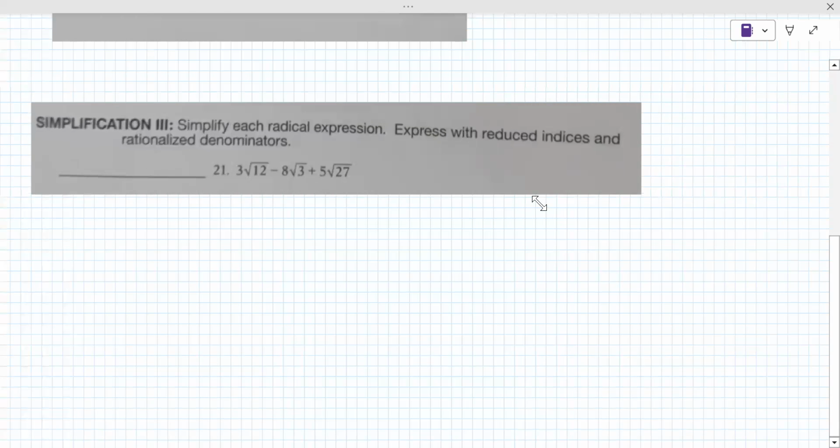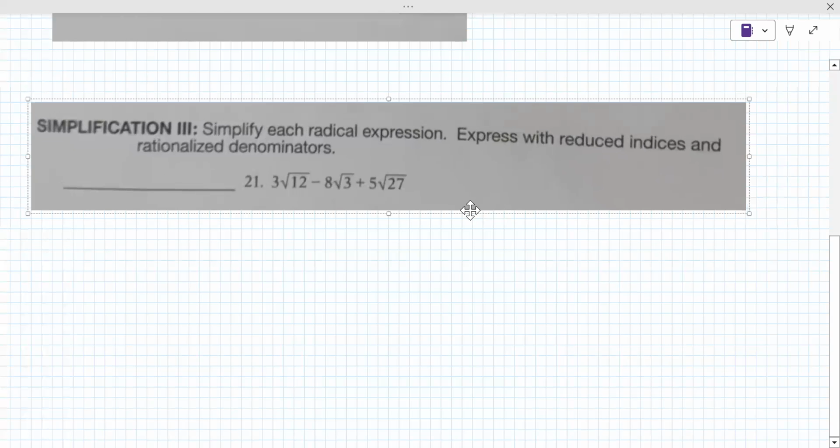All right, simplify each radical expression, express with reduced indices and rationalized denominators. Okay, basically they're saying you need to simplify this stuff. Now we're going to do this in pieces. The first we're going to look at is 3 square root 12.